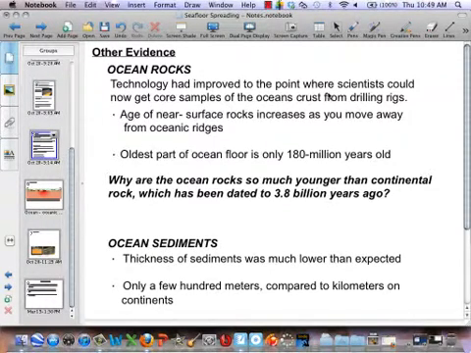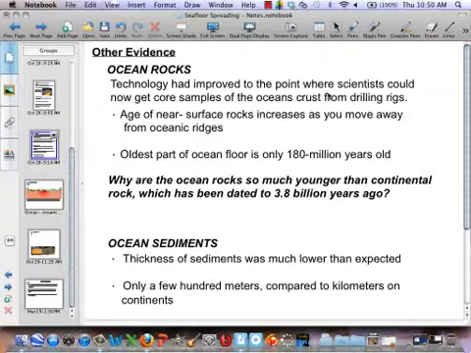Alright, so that was the new technologies that allowed us to get some new information off the ocean floor. Well, then we start going into the great age of oil drilling, and we start drilling into the ocean crust. And that's what we find out.